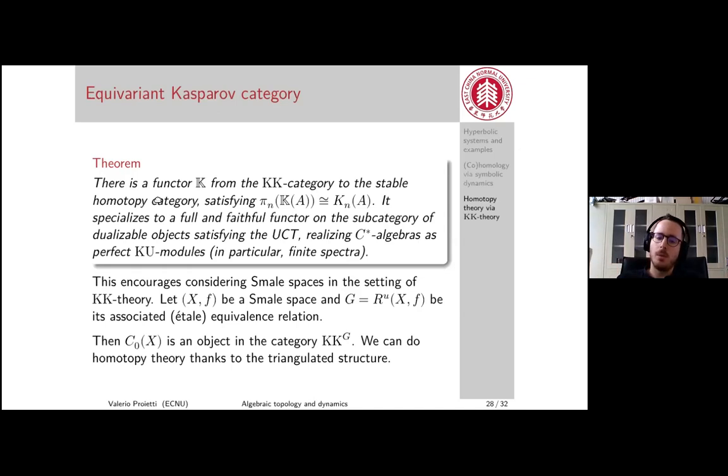So for example, if you want to say that a dualizable object has finitely generated K-theory groups, you can use this functor and then say, well, finite spectra have finitely generated homotopy groups. This is known in algebraic topology. So that's how you get that. What this does is it encourages us to consider Smale spaces in the setting of KK theory. So we pick a Smale space X and its equivalence relation R^u. I'm calling it G now because it's going to be easier. Now C_0(X) is the C*-algebra associated to X, and it's a G-algebra because G acts on X.